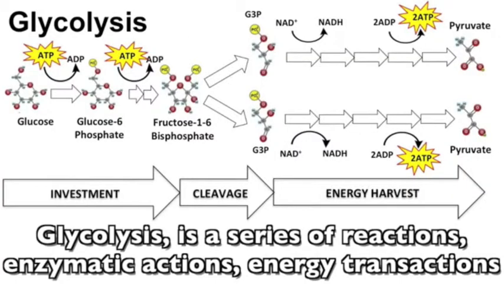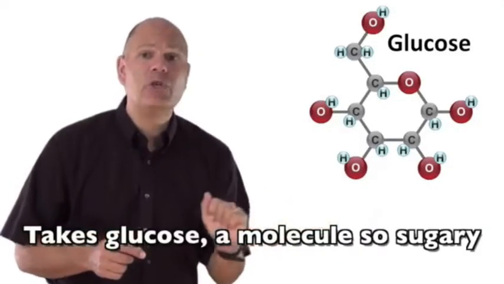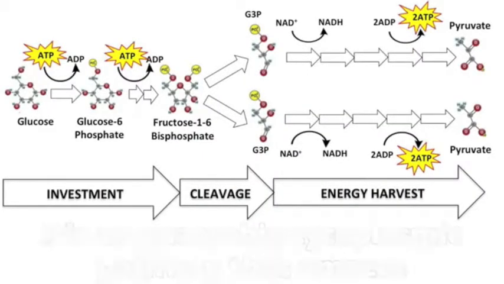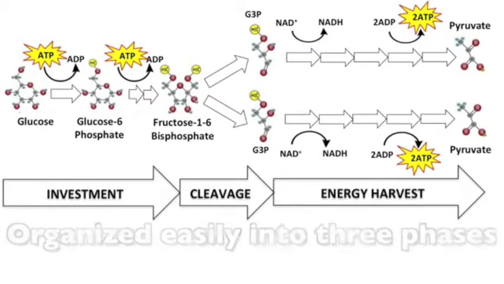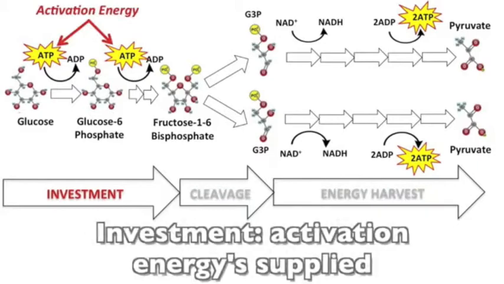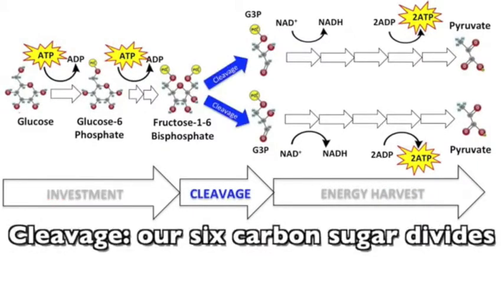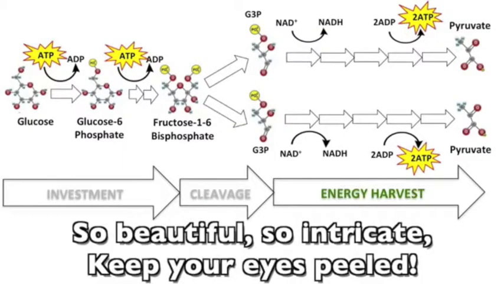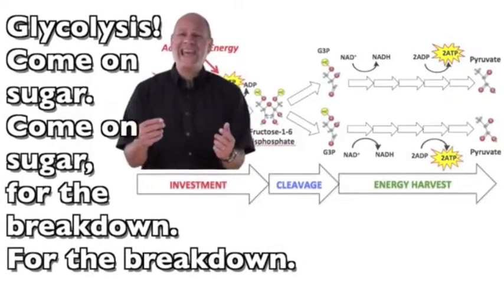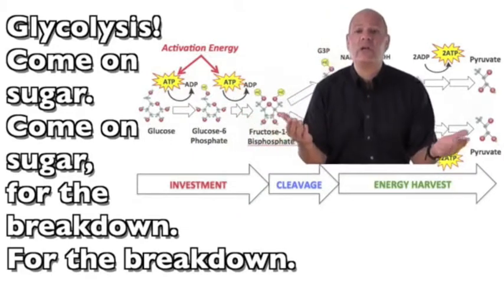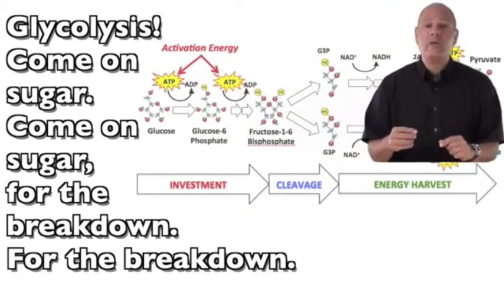Glycolysis is a series of reactions, enzymatic actions, energy transactions. Takes glucose, a molecule so sugary, breaks it down to NADH and ATP. It's an anaerobic cytoplasmic pathway that amazes, organized easily into 3 phases: investment, cleavage, and energy harvest. Tell me later which one you like best. Investment, activation, energy supplied. Cleavage, our 6 carbon sugar divides. Harvest, we get our energy yield. So beautiful, so intricate, keep your eyes peeled. Glycolysis, come on sugar for the breakdown, for the breakdown.